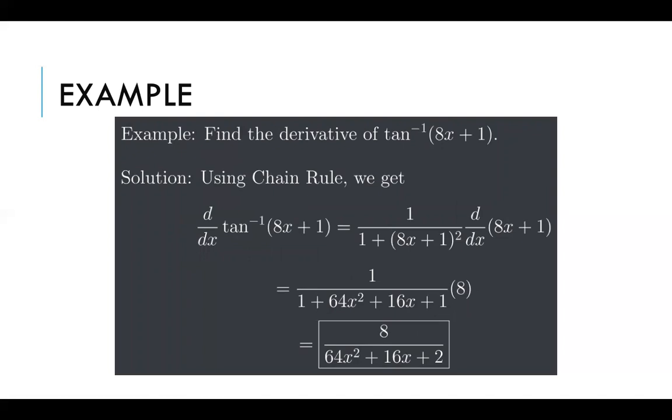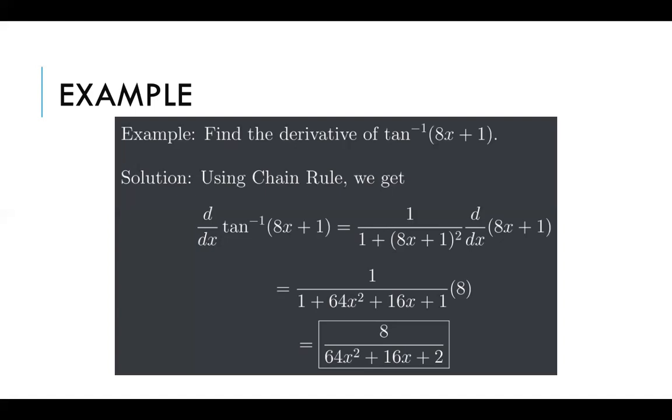Another example, this time we will use arctan. Find the derivative of arctan quantity 8x plus 1. So the derivative of arctan is 1 over quantity 1 plus u squared du. So we will use chain rule to get 1 over quantity 1 plus quantity 8x plus 1 squared multiplied by the derivative of the term that is inside, which is quantity 8x plus 1.